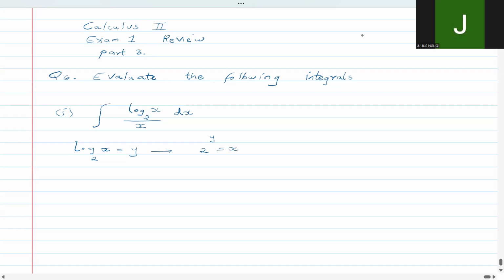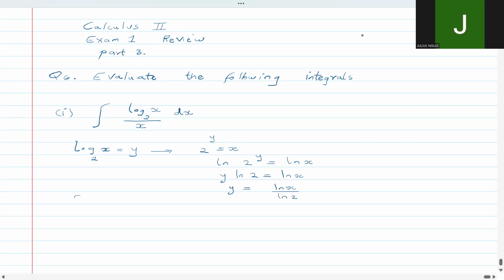And if you introduce natural log on both sides, we have natural log of 2 to the y equals natural log of x. And this, by the properties of natural log, is y natural log of 2 equals natural log of x. So y, if you divide by natural log of 2, is natural log of x divided by natural log of 2.